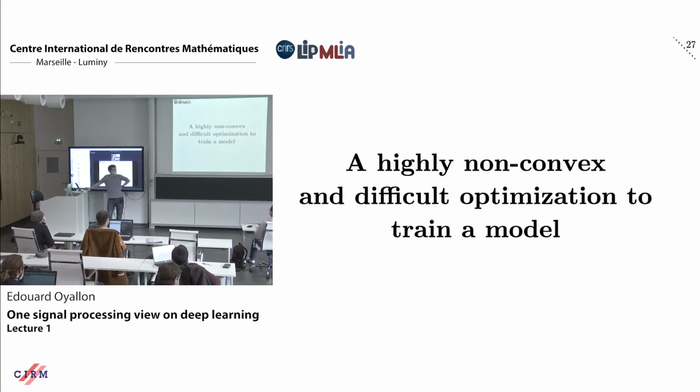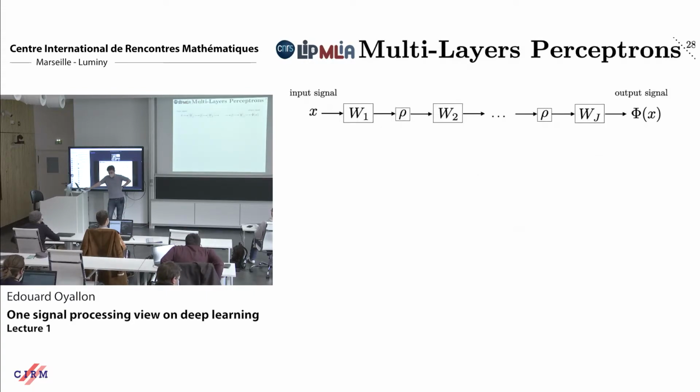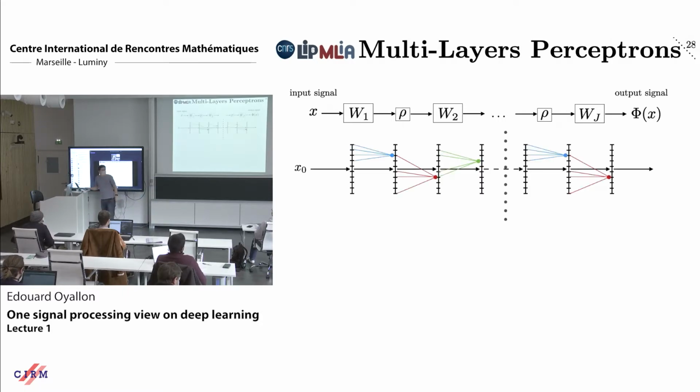Okay, so now let's see how you can train this kind of models. I think the most basic and the most famous example of model you can train is called MLP. The idea is that you have a cascade of linear layers and pointwise nonlinearity. It's literally just a signal which is propagated through the cascade.